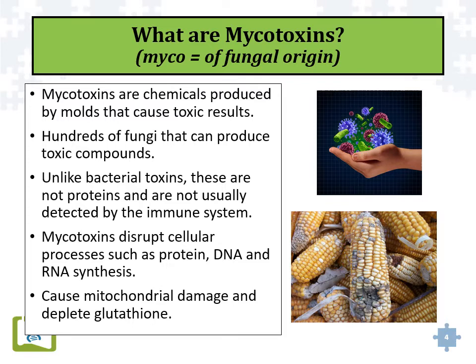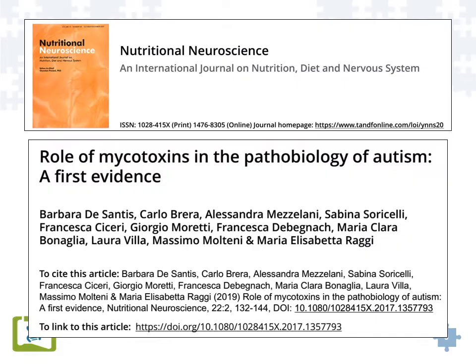And then there's the mycotoxins. These molds, Aspergillus, Penicillium, Stachybotrys, for example, all produce mycotoxins, and these are chemicals that can have toxic effects. Unlike bacterial toxins, they're not really recognized by the immune system, but they can get into our cells, get into the nucleus of the cell, they can disrupt the DNA and RNA synthesis, it can lead to mitochondrial damage, they can deplete glutathione, for example, and so they can be definitely problematic.